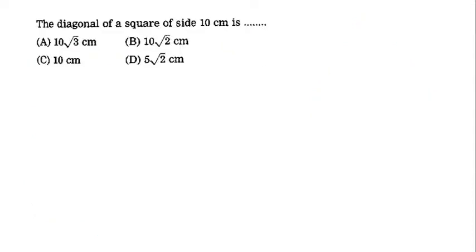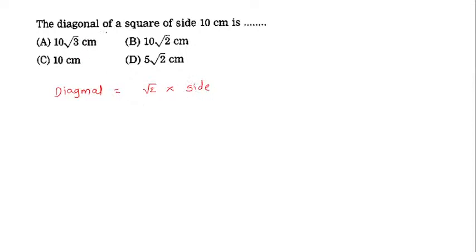Now let's have the next question. The diagonal of a square of side 10 centimeter is dot dot. Whether it is 10 root 3 centimeter, 10 root 2 centimeter, 10 centimeter or 5 root 2 centimeter. Now we don't need to have a diagram for this one. We have directly the relation between diagonal of a square and the side of a square, and that relation is diagonal of a square is equal to root 2 into side. So this is the relation for square only.